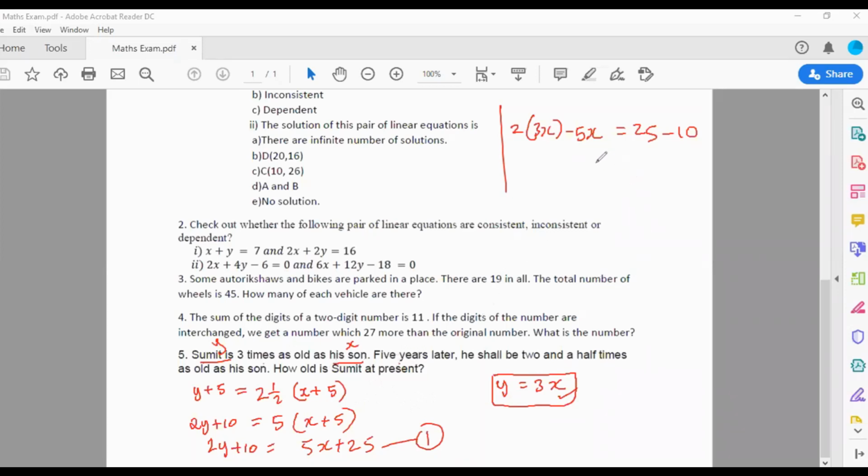So this was the test paper questions. The last 2 questions are 4 marks each. Okay, very simple questions, I think.